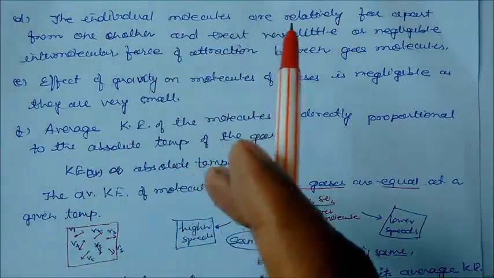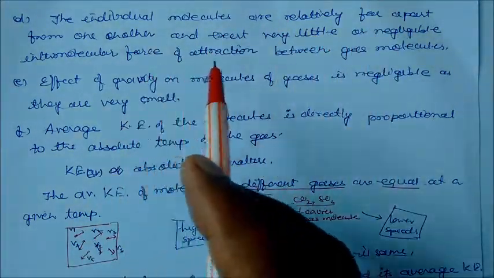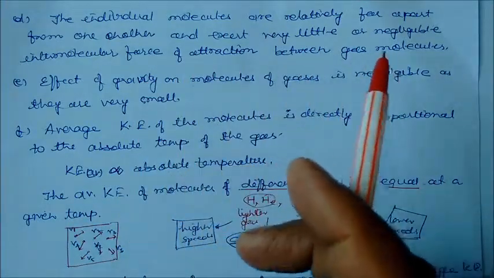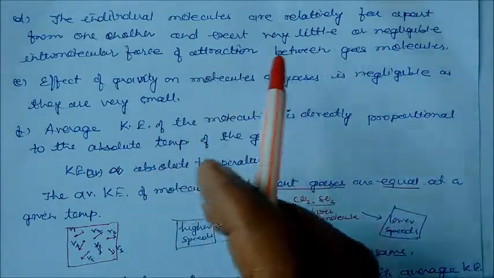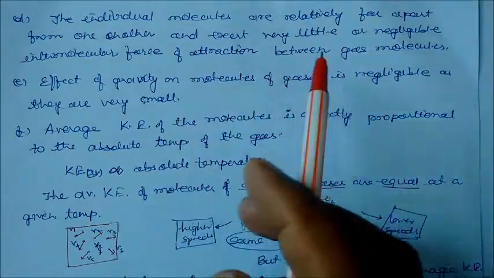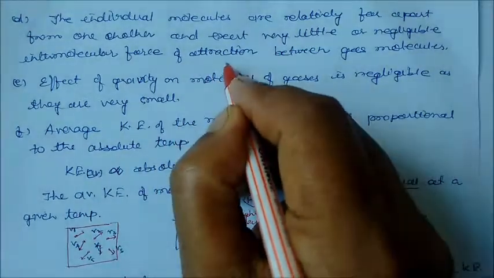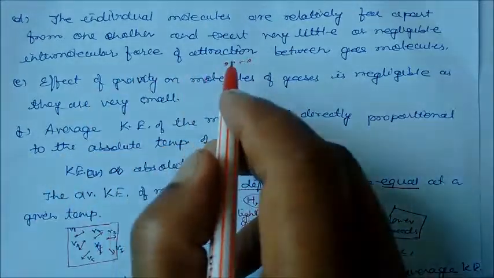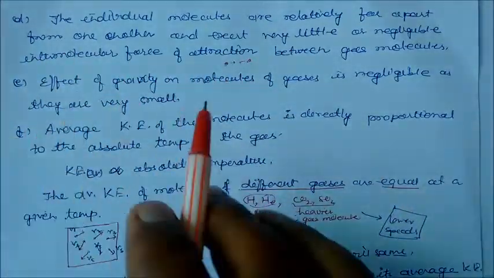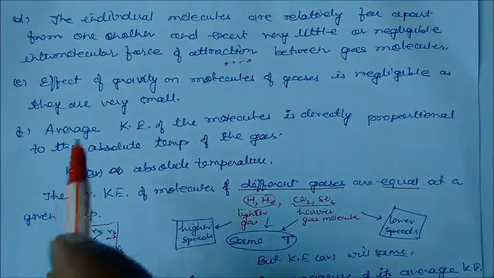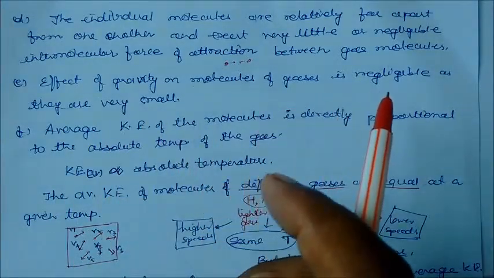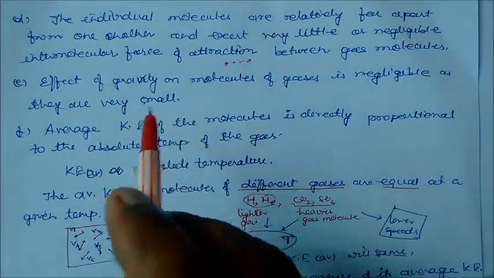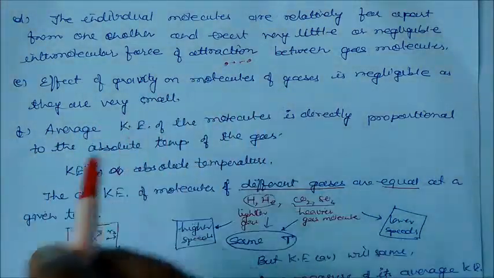The individual molecules are relatively far apart from one another and exert very little or negligible intermolecular force of attraction between gas molecules. So these molecules attract very little; this is a molecule, this is a molecule, and they do not attract each other. The intermolecular force of attraction is very small, so they are always far away from each other. The effect of gravity on the molecules is negligible, as they are very small. So gravity also does not play a role, and they can move anywhere. This is also an important assumption.